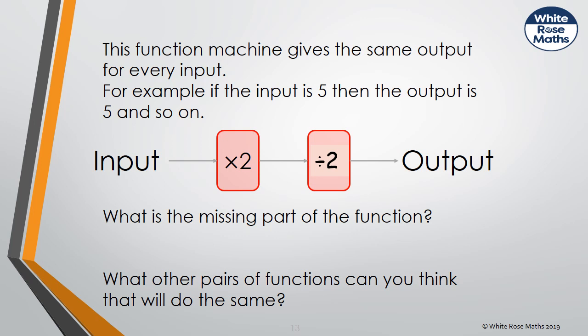What other pairs of functions can you think of that will do the same? That's right, you guessed it, addition and subtraction. So if I put in 5 and I add 2 and then take away 2, I'm going to still have 5. If I put in 5 and I add 100 and take away 100, I'm still going to have 5. Because addition and subtraction are the inverse, they help me to get the same answer. And it's the same with multiplication and division.